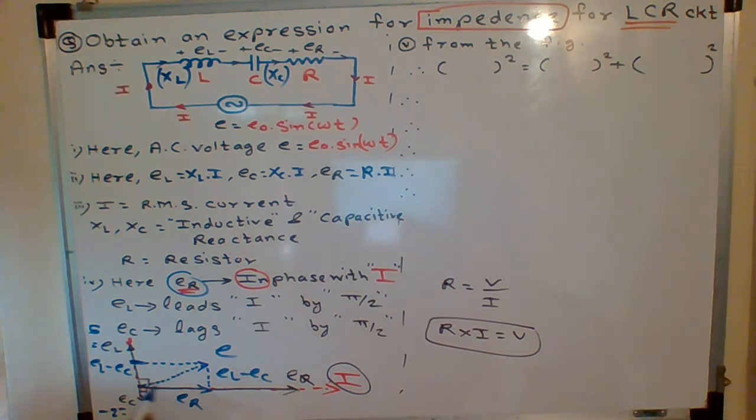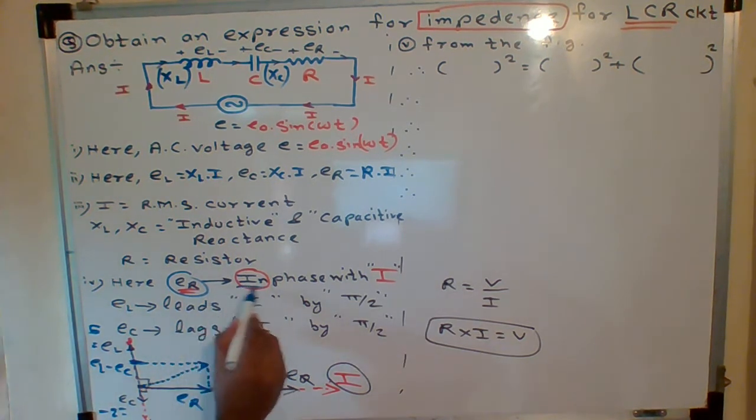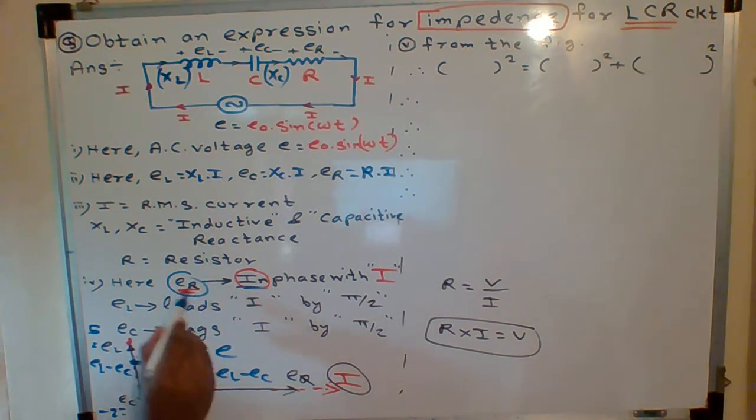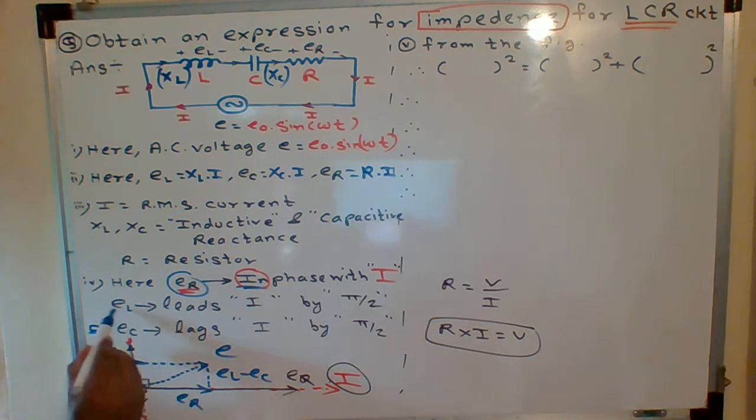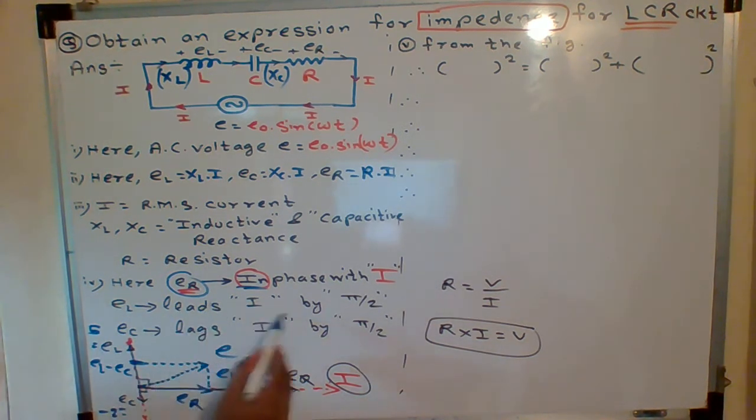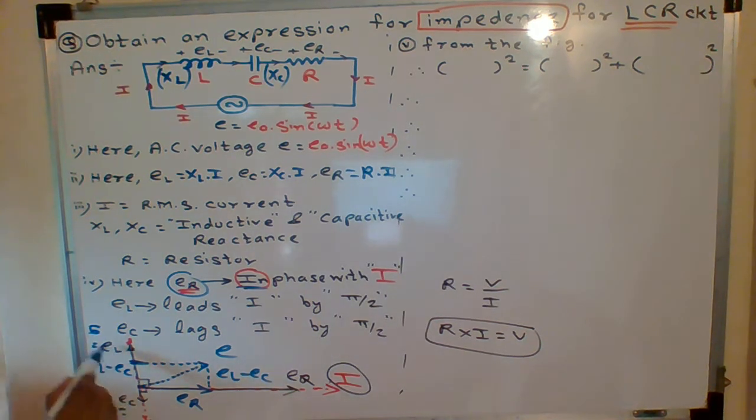So students, let me continue. Here you will observe that ER is in phase with I. This you have to remember. ER means voltage across resistor. EL is voltage across inductor, which leads by 90 degrees. Here you will observe EL leads. Okay, it is on the vertical y-axis. Along the vertical y-axis it leads, meaning it comes earlier.